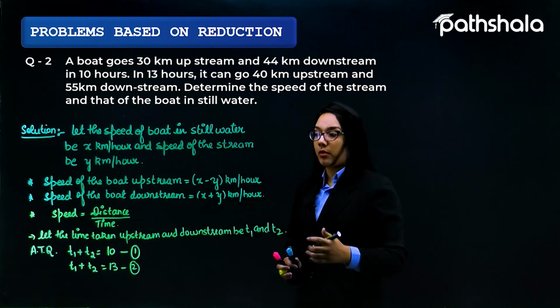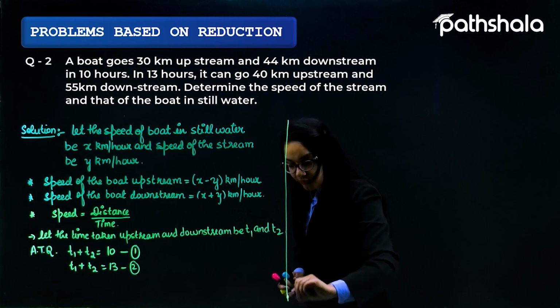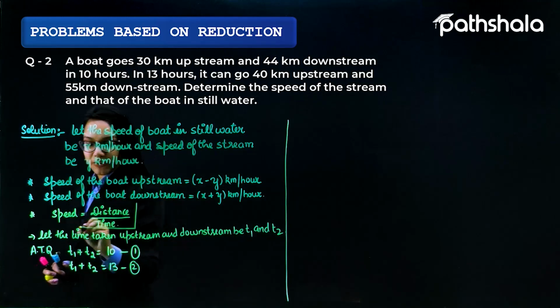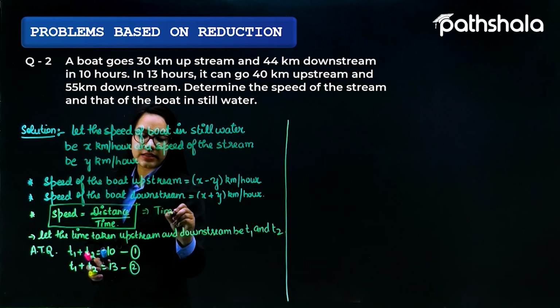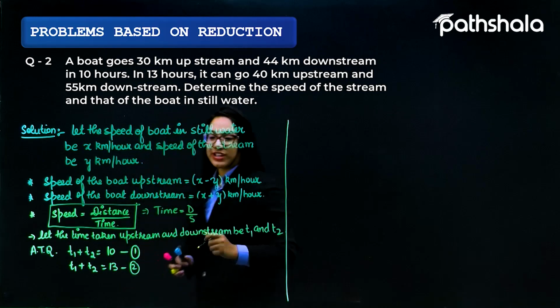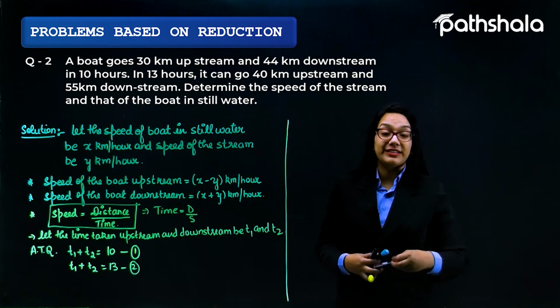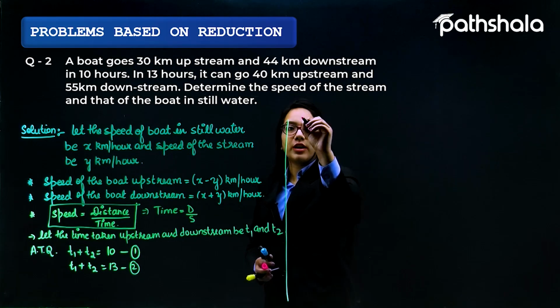Let's talk about the time taken going upstream and downstream. We know that speed is equal to distance upon time, so we can conclude from this relationship that time is equal to distance upon speed. Using this concept, we will find the relationship between time, distance and speed for upstream and downstream. Let's talk about the upstream first.